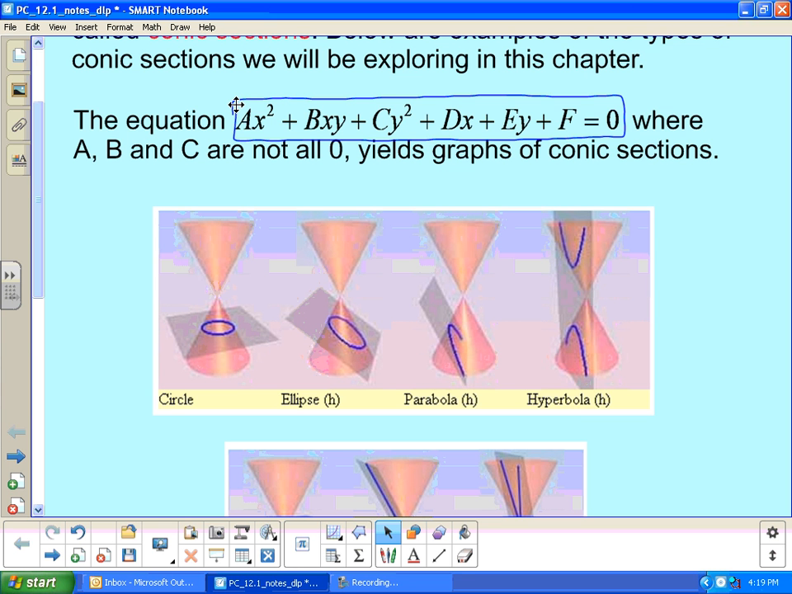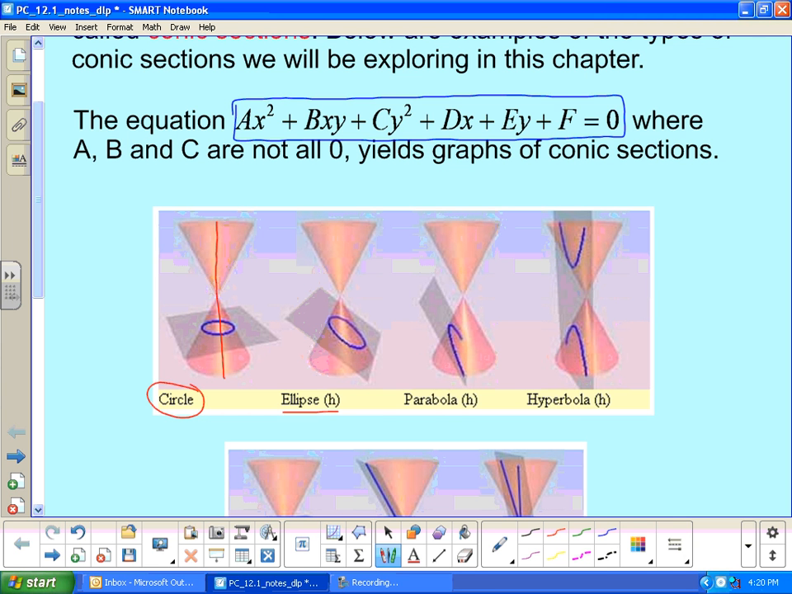All right, so we take these planes and we slice through our cones and we create these shapes. Our circle, we took a look at circles back in chapter 3. That would be intersecting a cone perpendicular to its axis. And there's the axis of a cone, vertical. We create the circle. If we tilted that plane and intersected, we create an ellipse.